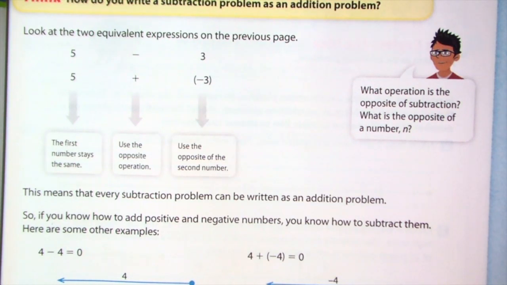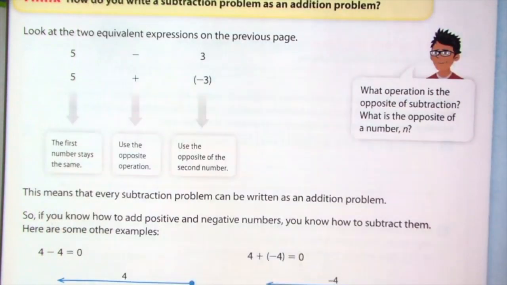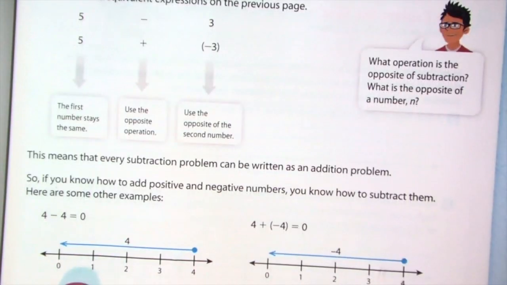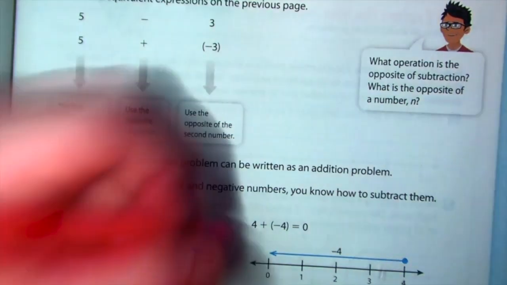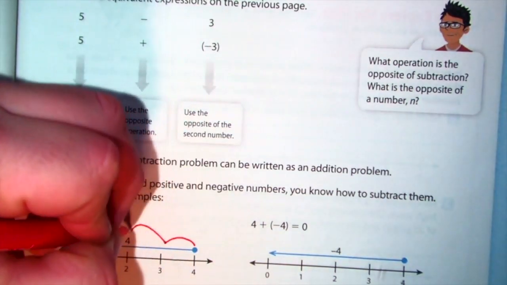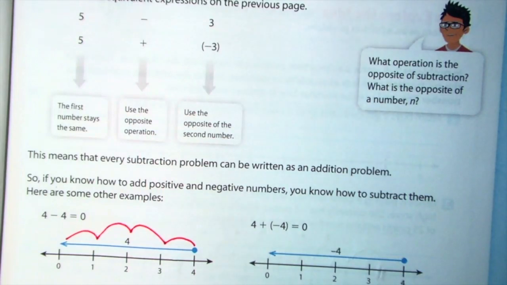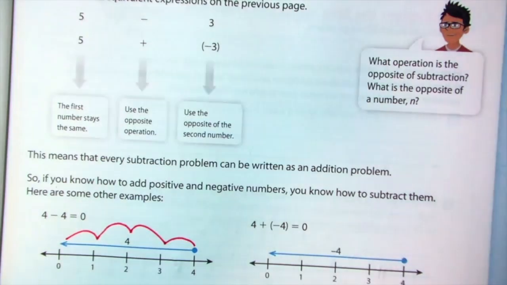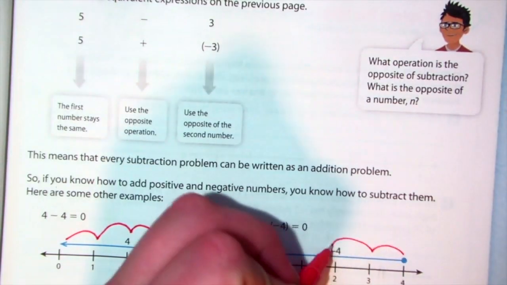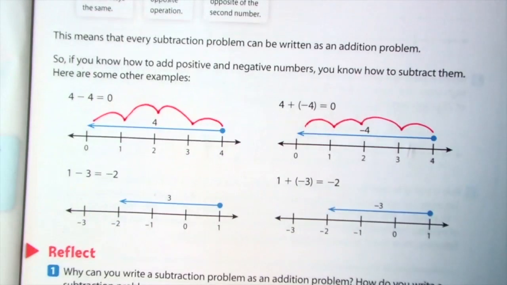And here are some of the examples. You have 4 things and you get rid of 4, you have a goose egg. You have nothing. Nothingness. And on the number line, it represents like this. 4, and then you take away 4. Poof, poof, poof, poof. Took away 4. Now, the same thing here. 4, I'm adding the quantity negative 4. Poof, poof, poof, poof.